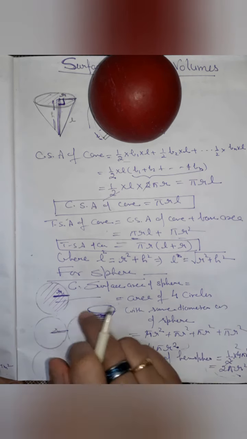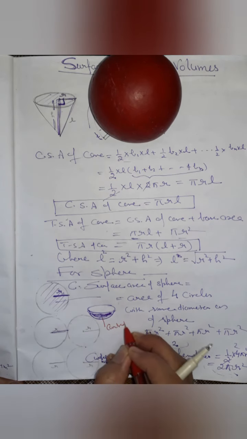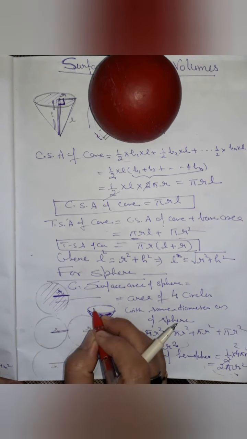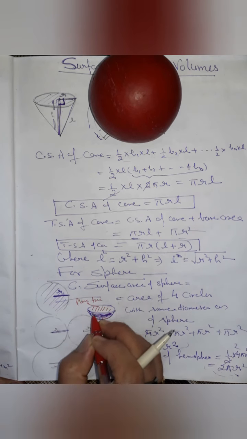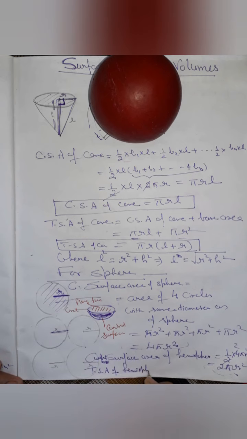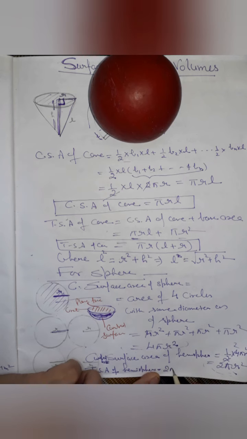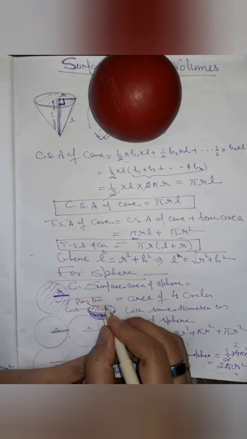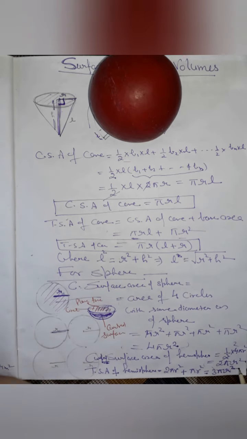Now if we have to find total surface area of this hemisphere, there will be one curved surface, this is curved surface, and this one is a plane face, that is circular in shape. So what will be total surface area of hemisphere? That will be equal to CSA plus pi r square. CSA is 2 pi r square, and this base area is pi r square. So TSA of hemisphere will be 3 pi r square.